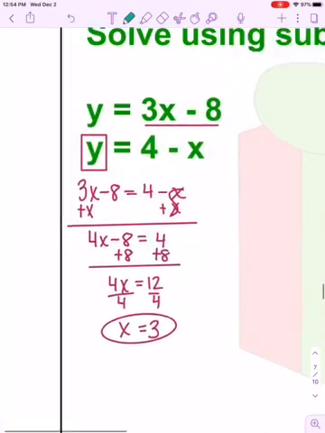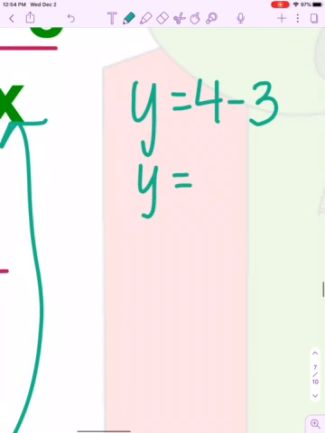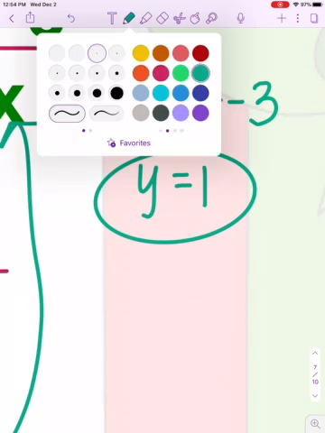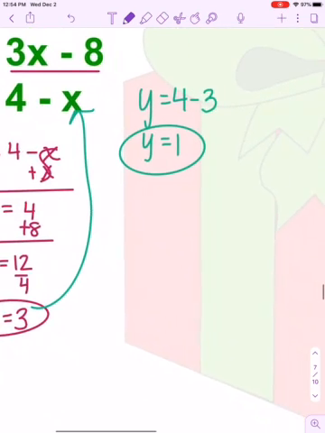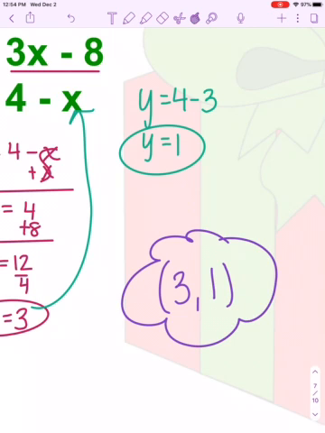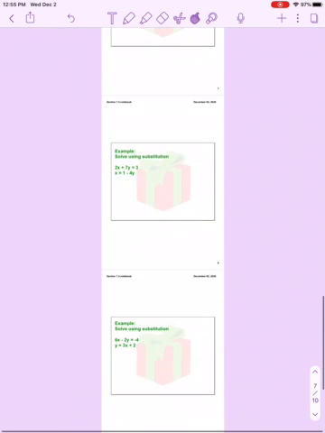Okay, now that you know that, you're going to plug it back in. It's best to plug it into an equation that says y equals, since you're looking for y, which they both do, so really it doesn't matter. You pick whichever one looks easiest. I think the second one looks easiest. So y equals 4 minus, I now know x is 3. 4 minus 3 is just 1, so y is 1. My final answer is an ordered pair, the point where they intersect. The x is 3, and the y is 1, and then there's our point. If you wanted to check it, put it in Desmos.